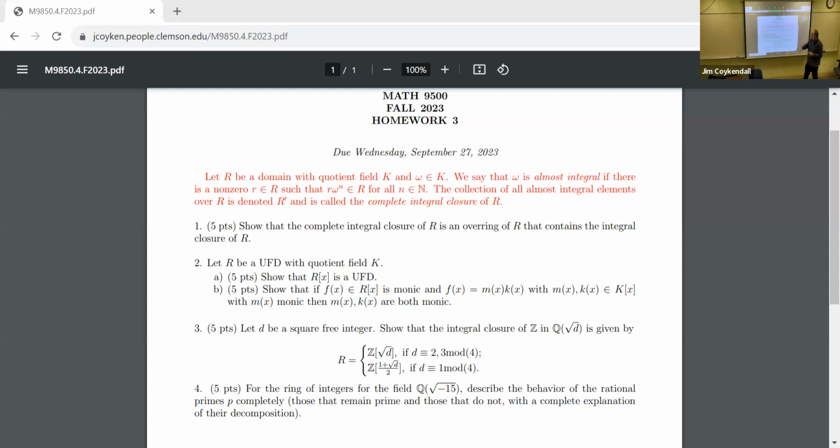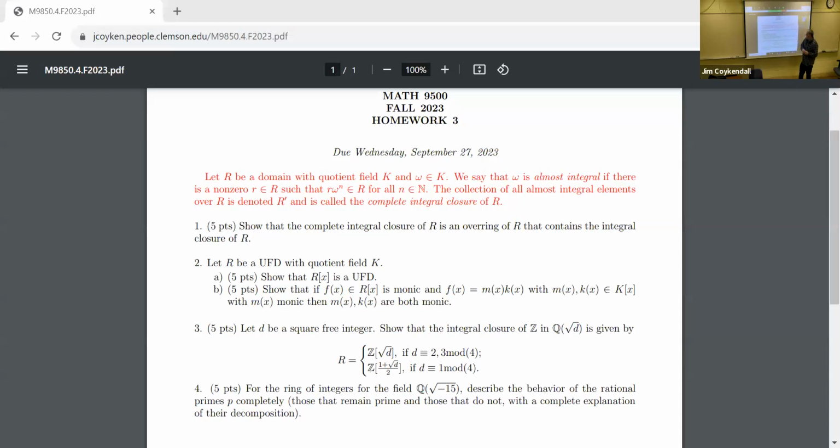And this one actually connects to the next problem. Again, R is a UFD. Show that if f(x) in R[x] is monic, and suppose that f(x) factors with both of these factors in K[x], with one stipulation that one of the factors is monic. Then, and I've worded this wrong, I'll fix this. Then both m(x) and k(x), this is correct, they are both monic, it turns out. But in fact, m(x) and k(x) are actually both in R[x]. That's what I meant to say there. So I'll fix that, both in R[x]. And you actually use this here.